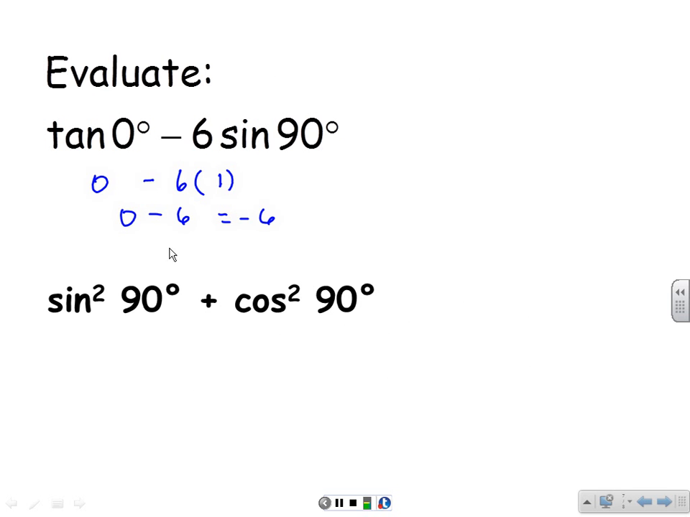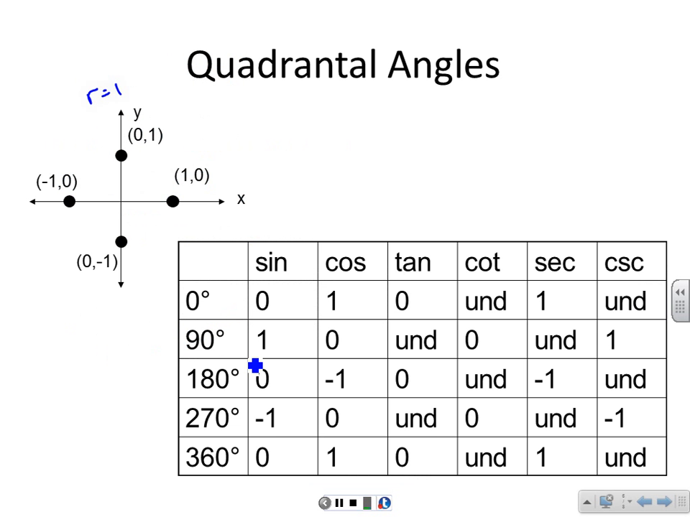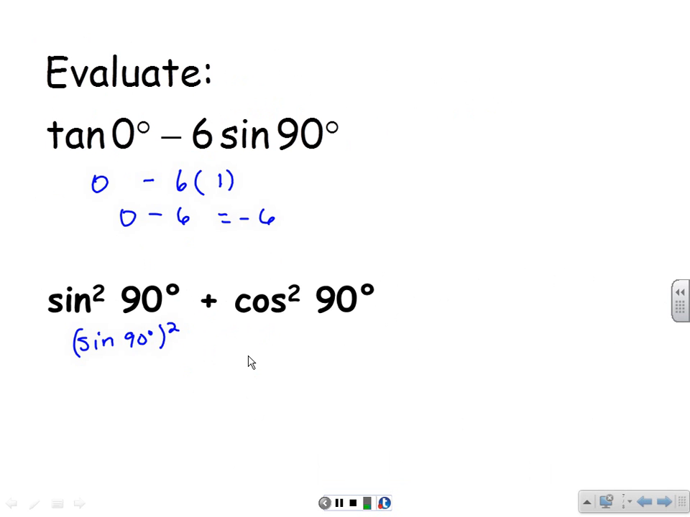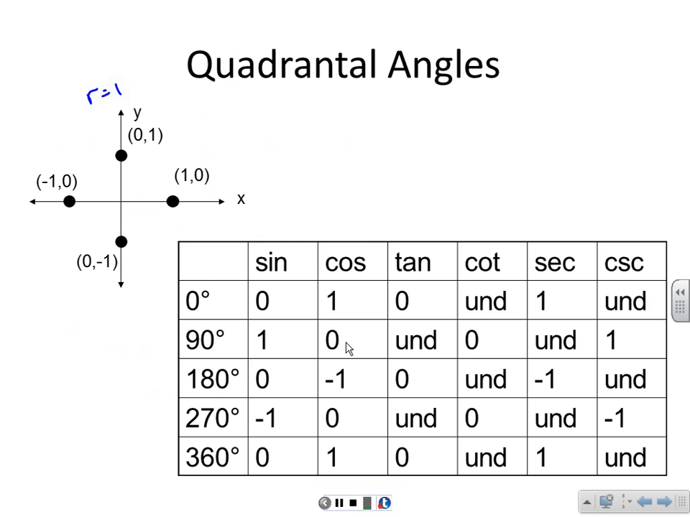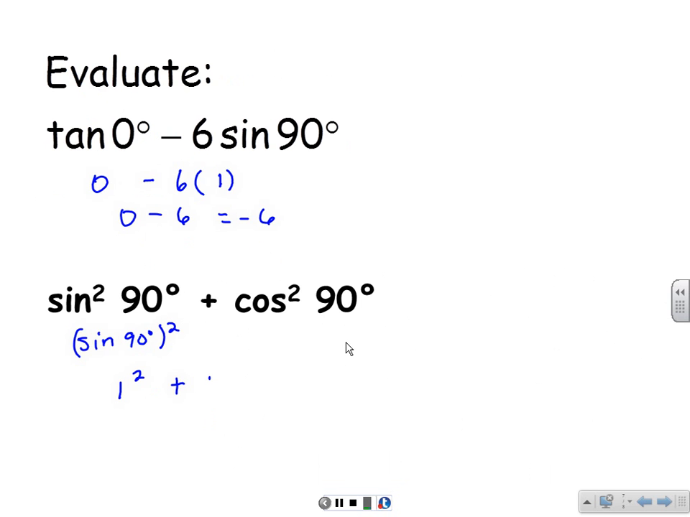What if we do sine squared 90 degrees? Well, this can be rewritten as sine 90 degrees squared. It's just typical trig terms. We put the squared here, but just understand it's this whole function squared. So sine of 90 degrees is 1. So this is going to turn into 1 squared plus cosine squared of 90 degrees. Cosine of 90 degrees is 0. And so you just get 1. And later on we'll talk about this being a Pythagorean identity: sine squared theta plus cosine squared theta is going to be equal to 1.